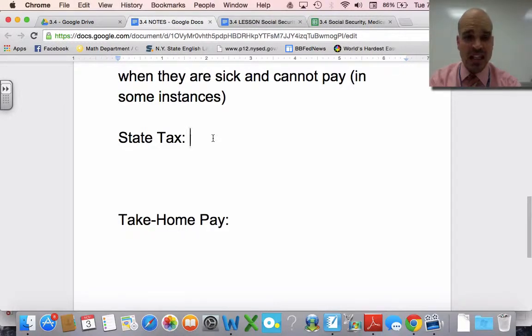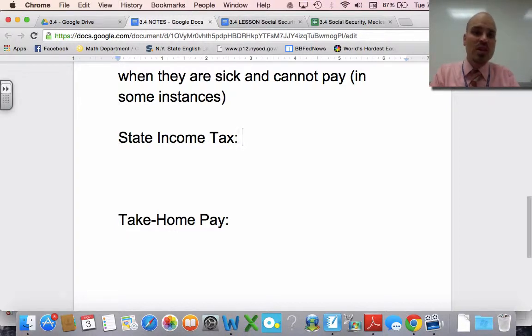Last but not least, another tax that you may have to pay, depending on what state you live in, is a state income tax. State income tax depends on the state that you live in. New York has an income tax. Connecticut has an income tax. New Jersey has an income tax.